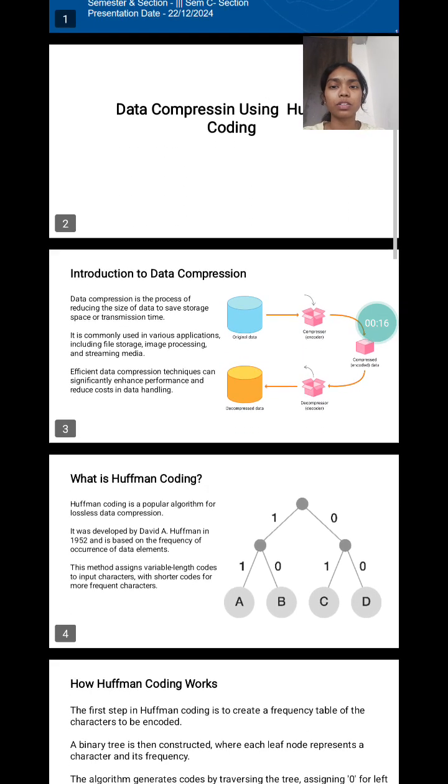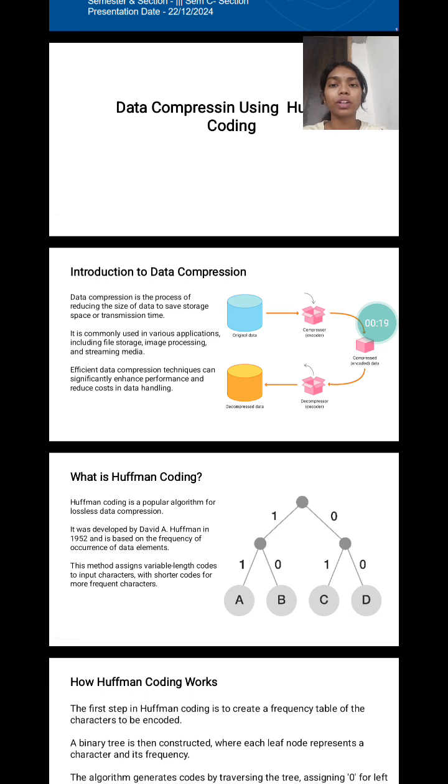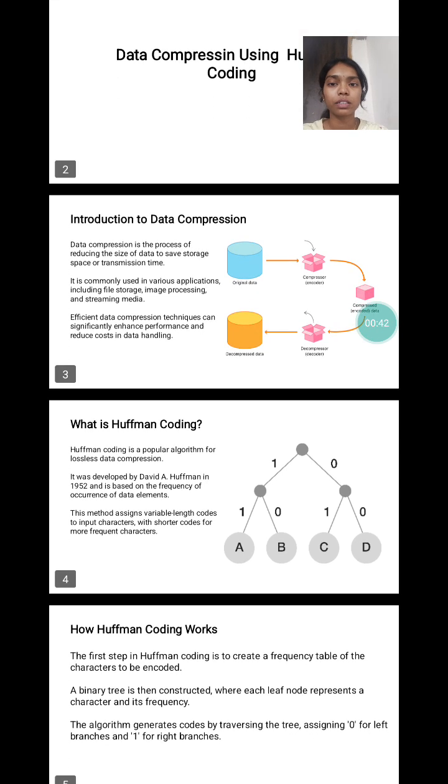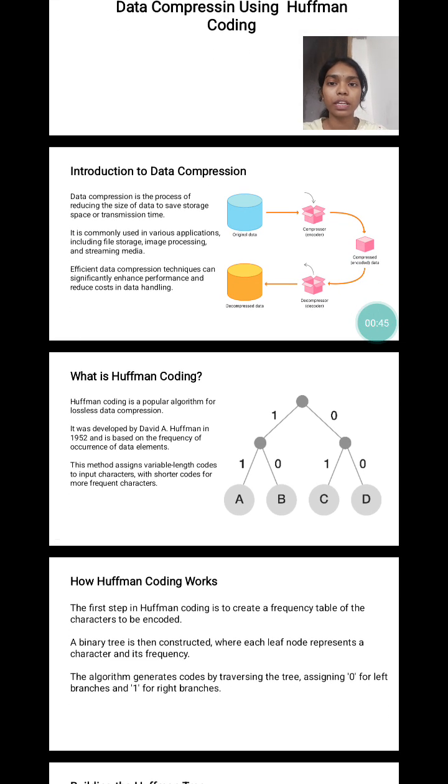Introduction to data compression. Data compression is a process of reducing the size of data to save storage space or transmission time. Here, data compression means reducing the size of storage, and it is useful in file management. It is commonly used in various applications including file storage, image processing and streaming media.